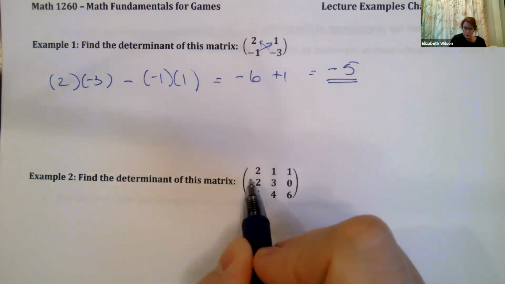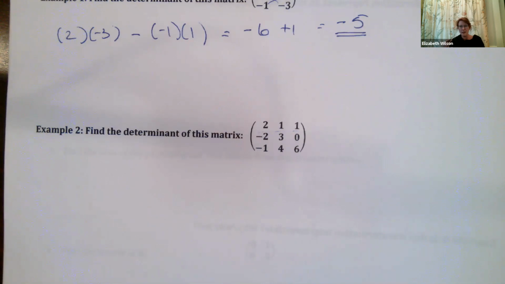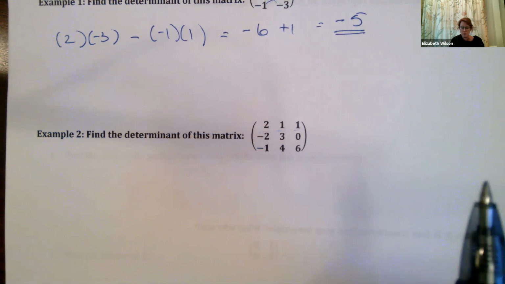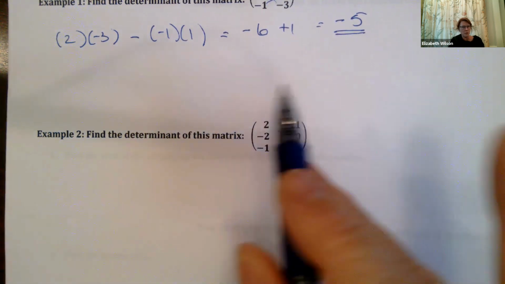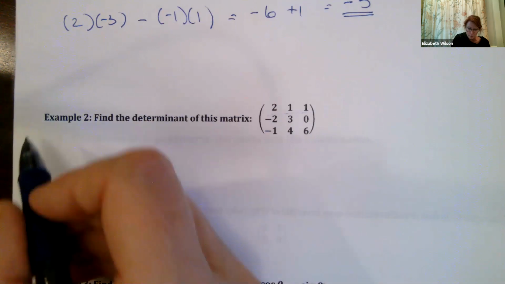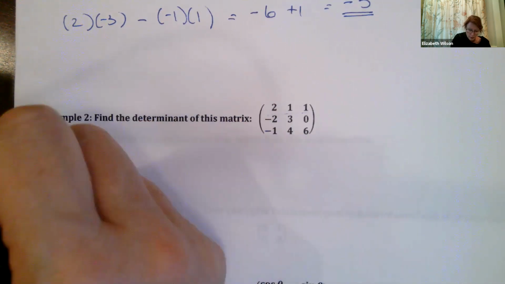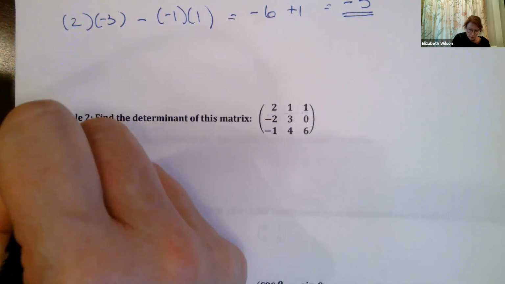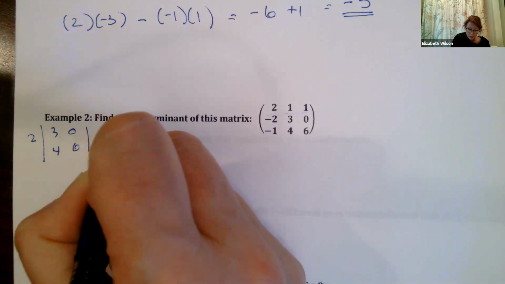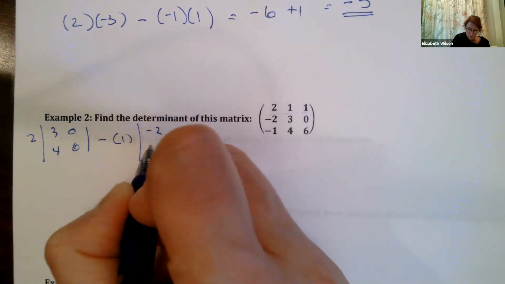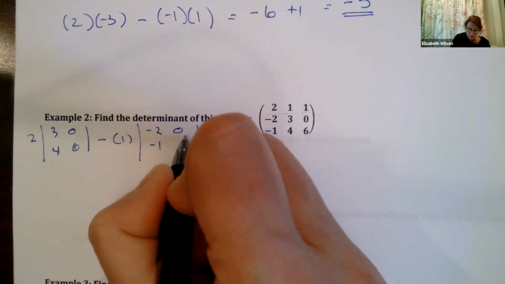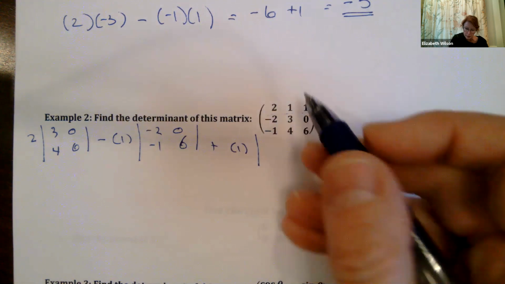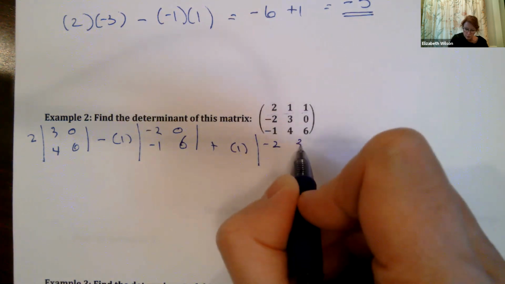Okay, let's do this one. I'm going to do this first row expansion. Outside of this class, when you take a determinant, you can use any row or column. But for us, we're just going to focus on the first row to keep it consistent with our cross product. So this determinant is going to look like 2 times the matrix 3, 4, 0, 6, minus 1 times the matrix minus 2, 4, 1, 6, plus 1 times, I'm putting the ones in so you can see that I'm actually multiplying it through, the matrix minus 2, 3, minus 1, 0.